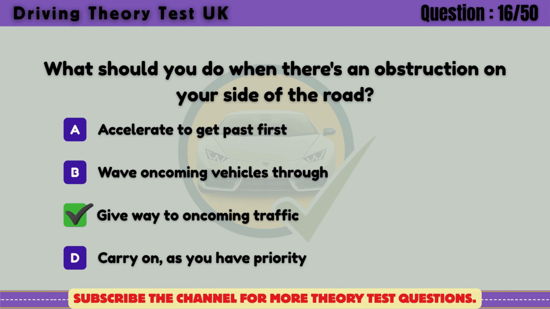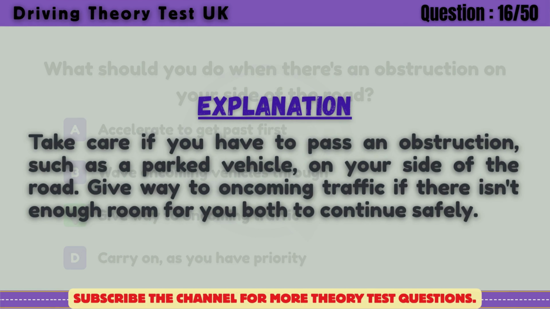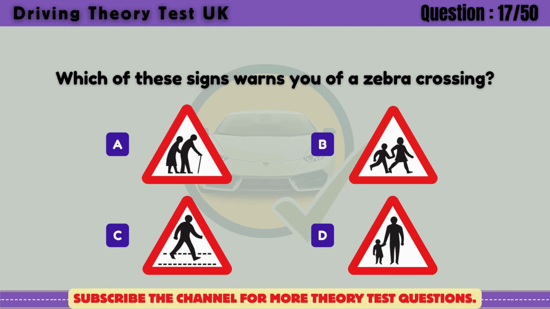Answer is C. Give way to oncoming traffic. Take care if you have to pass an obstruction, such as a parked vehicle, on your side of the road. Give way to oncoming traffic if there isn't enough room for you both to continue safely. Question 17. Which of these signs warns you of a zebra crossing?